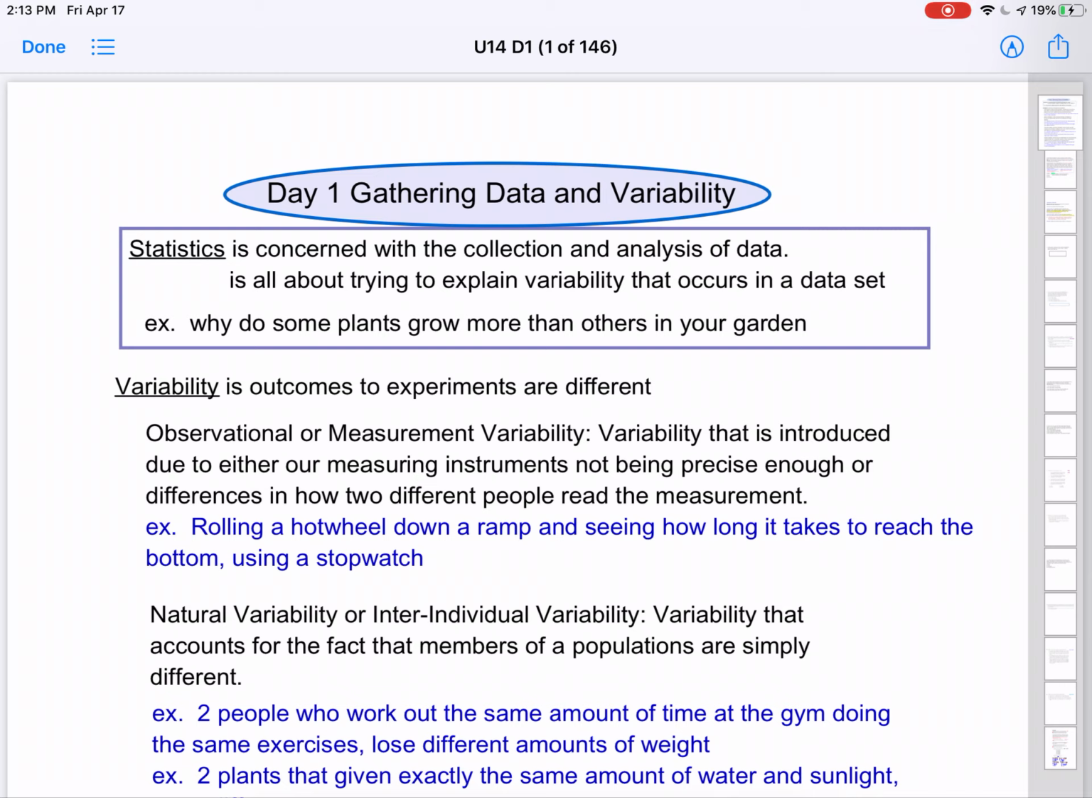All right, so day one is called gathering data and variability. The definition of statistics is that it's concerned with the collection and analysis of data. It's all about trying to explain variability that occurs in a data set. The example I gave you is why do some plants grow more than others in your garden? Obviously, you see on the news every single day, statistics are everything right now, and they're all over the place.